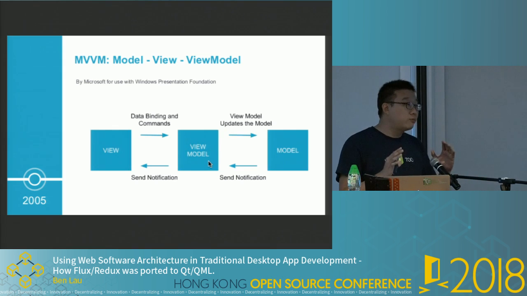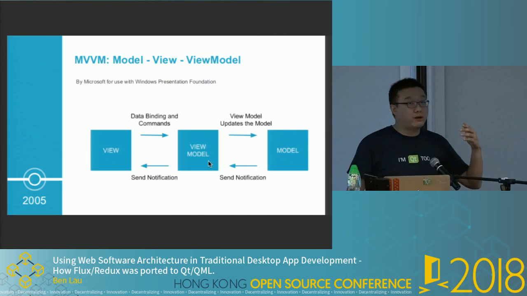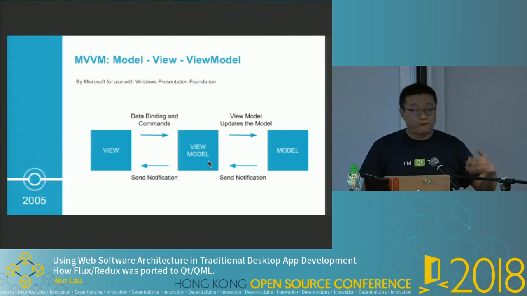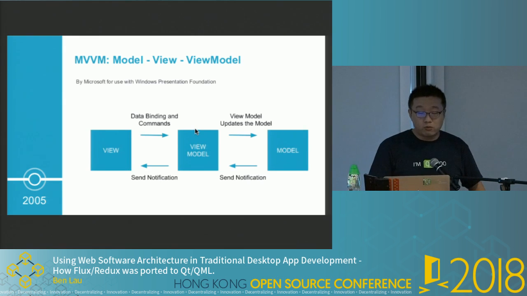It will transform the data for the view, because usually the data model could be very large, but your view only shows part of the data. So it will do a filter or conversion to fit the view. And then the view will get the data through data binding, and once it gets a user event, it will send the command to the ViewModel, and then the ViewModel will update the models. It is a much better solution, I would say.